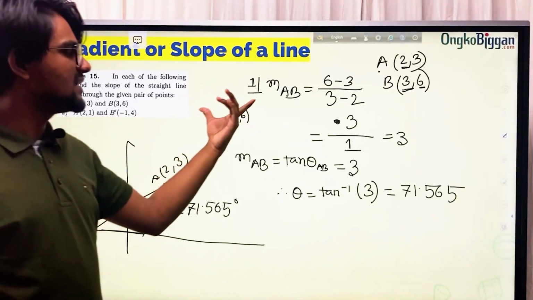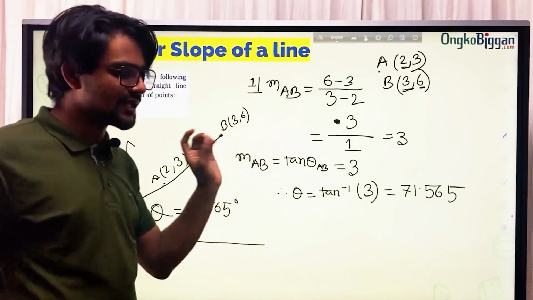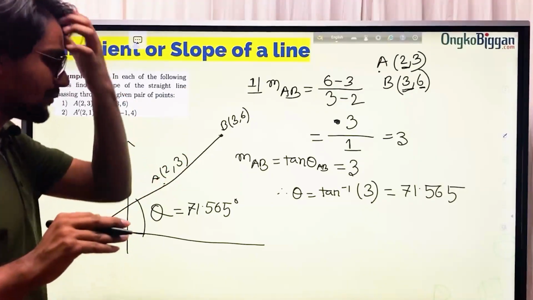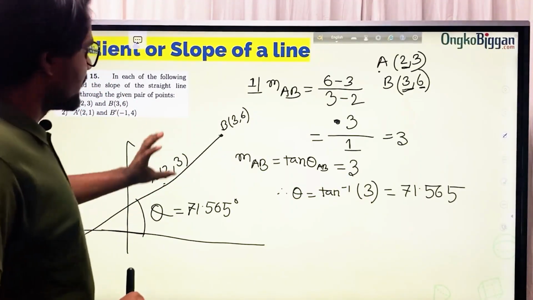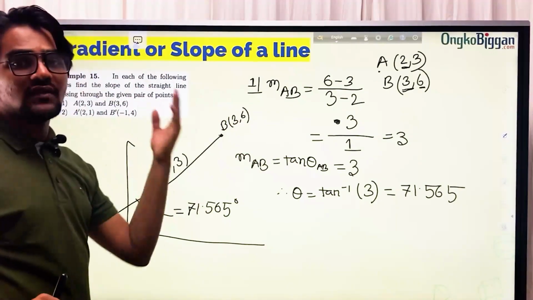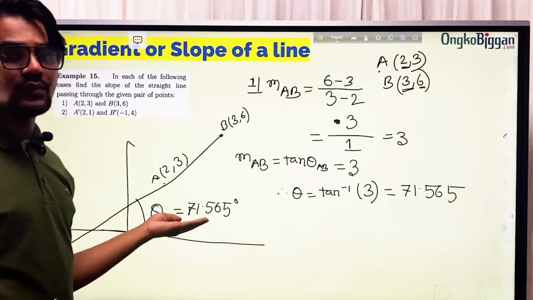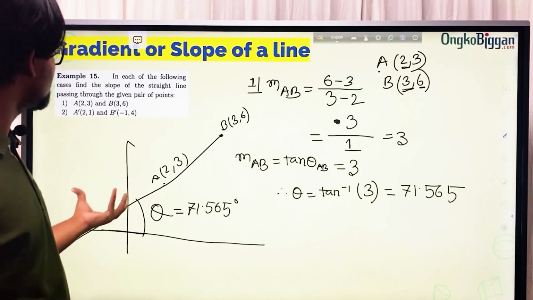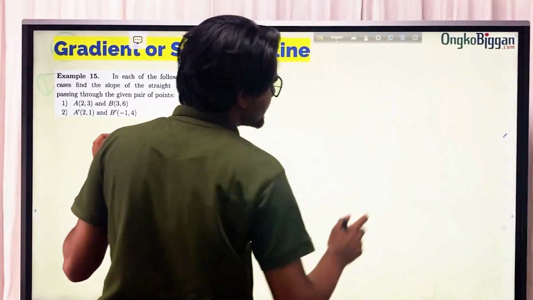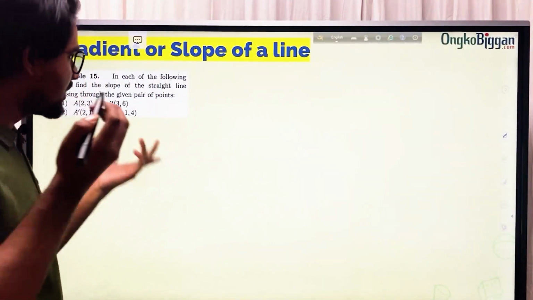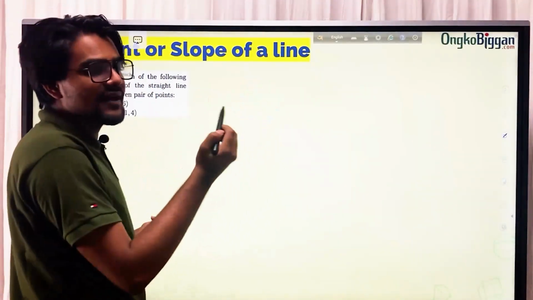You will also need this slope while finding the equation of a straight line. It's a huge topic; I'm going to come to that point after a little bit. So we have found the slope of the line, and we have also found the angle it creates with the positive direction of the x-axis. So let us do the second part, so that you can easily understand what I've done in the first part.